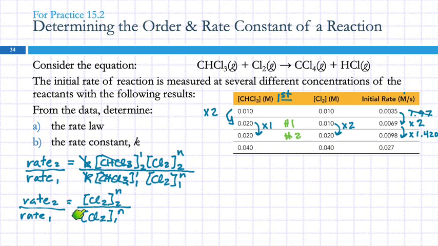What you can do here, because these are raised to the same power, we can group the concentrations inside parentheses and put the exponent on the outside. These are the same quantity. They look different. So we're going to use this part is equal to this part, and we're going to plug the numbers in.